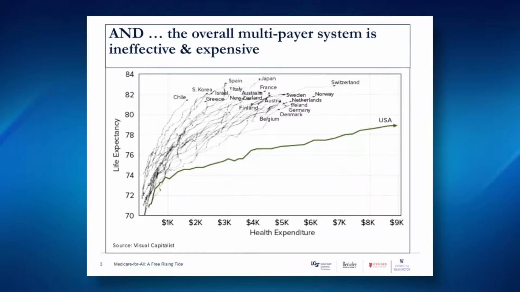In this graph, we have life expectancy on the vertical axis and health expenditures per person on the horizontal axis. You see most of the wealthy democracies of the world on the top and toward the left. These lines go from 1970 to 2014, and over that time period you see that these countries have increased their healthcare spending somewhat, and they've also increased their life expectancy substantially. Only in the US, where we have a multi-payer system, have our costs gone out of control without the benefit of the big gains in life expectancy.